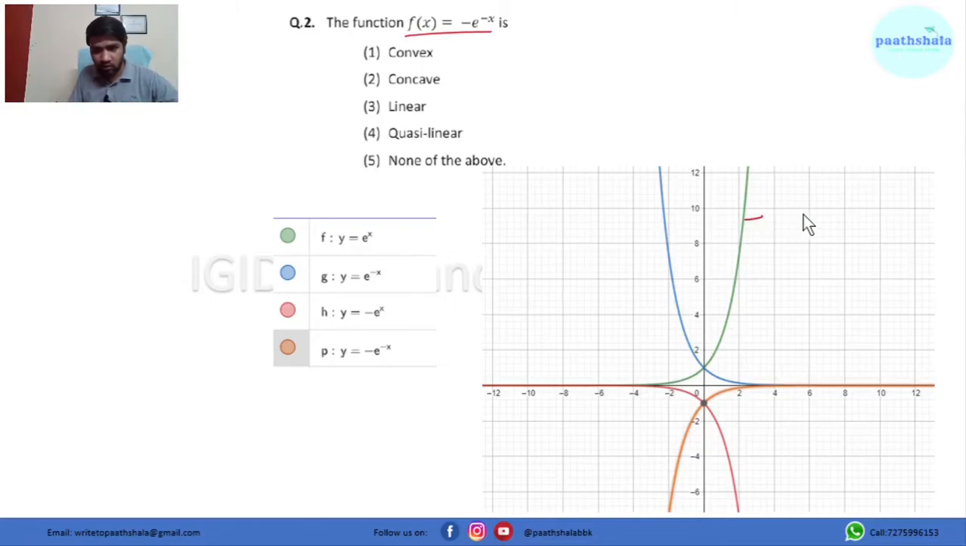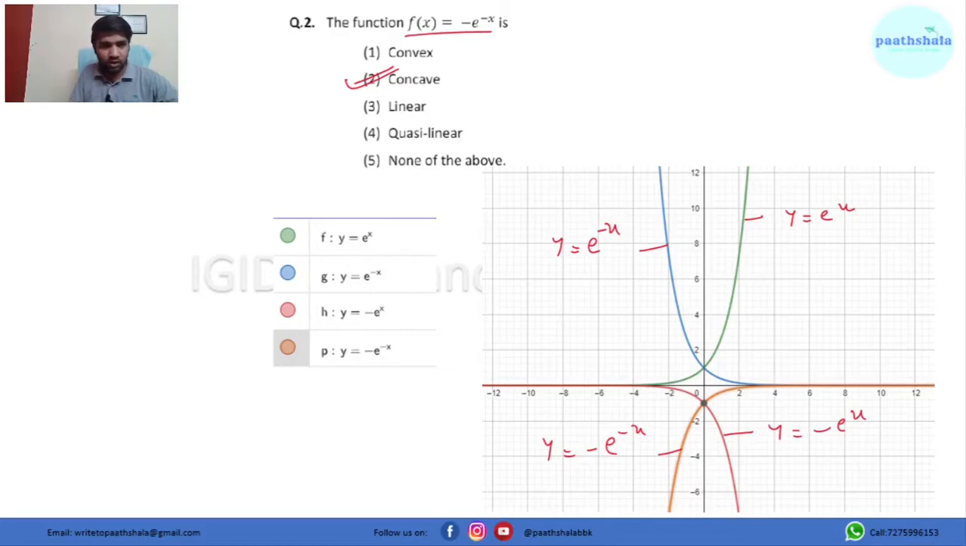You can see that this green one is representing y equals e to the power x, and this blue one is representing y equals e to the power minus x, which is exactly the mirror image of the y equals e to the power x curve with respect to the y-axis. This red one is representing y equals minus e to the power x, and this orange one is representing y equals minus e to the power minus x. So we are interested in the orange one. You can see that the nature of the curve is concave. So option 2 is the right option.